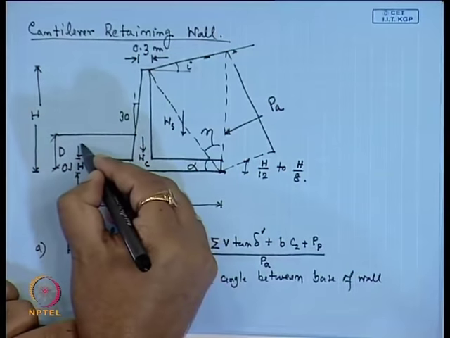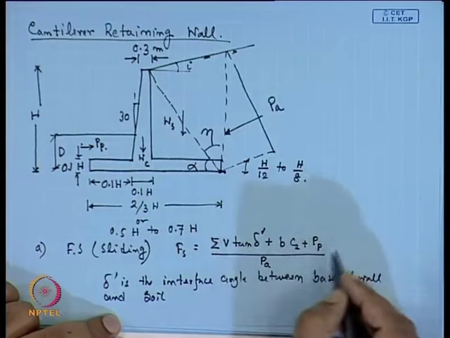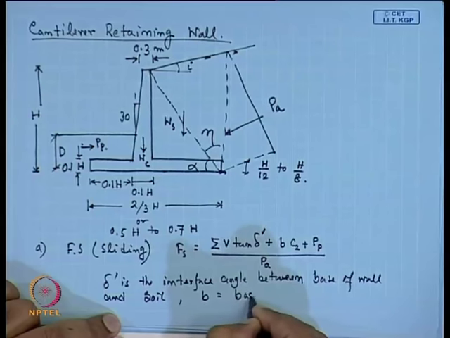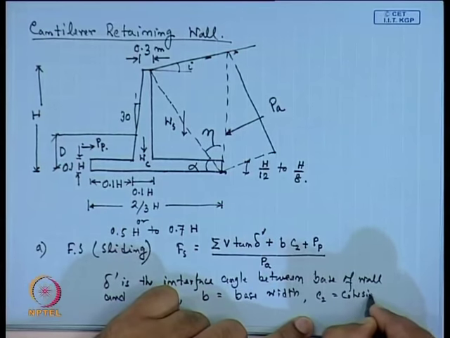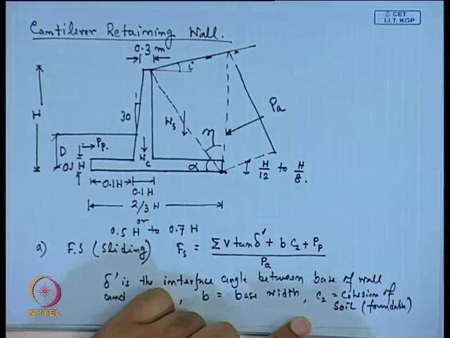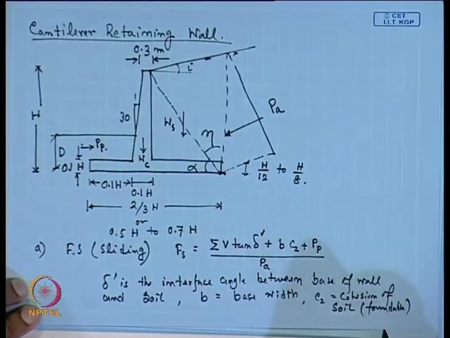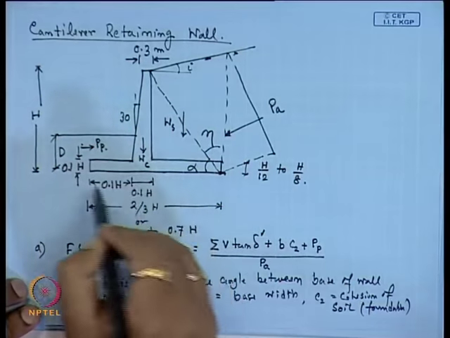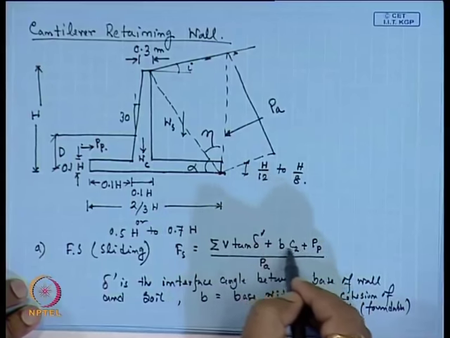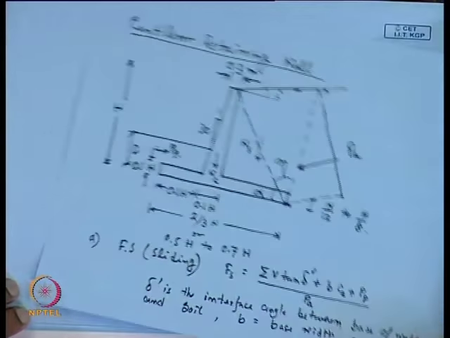So this force PP will act here. This is the passive resistance that will act. So B is the base width, and C2 is the cohesion of the foundation soil. There are two types of soil. One is the foundation soil, where the retaining wall is resting. The other is the backfill soil. So C2 is the cohesion of the foundation soil. So the summation of all the forces times the friction angle, plus B C2, plus PP, divided by PA. This is the sliding check that we can consider for this type of analysis.